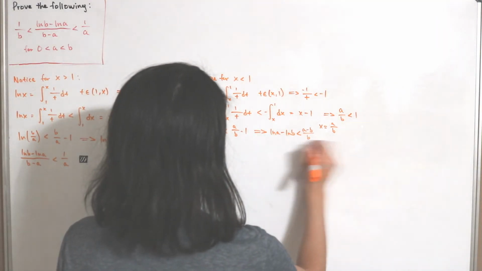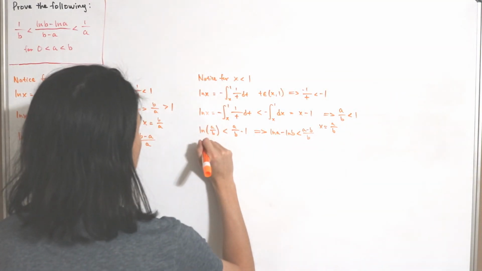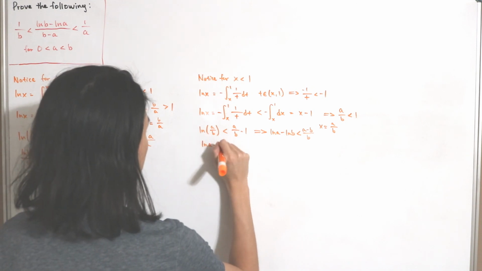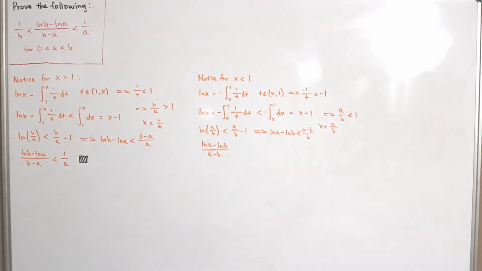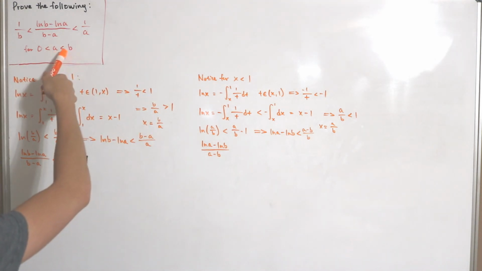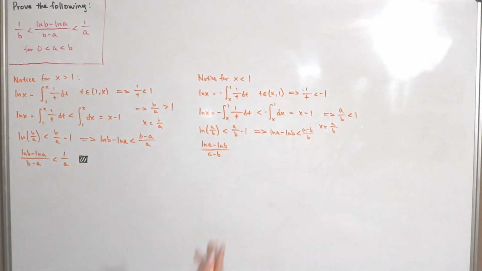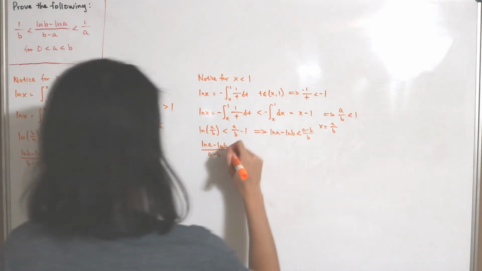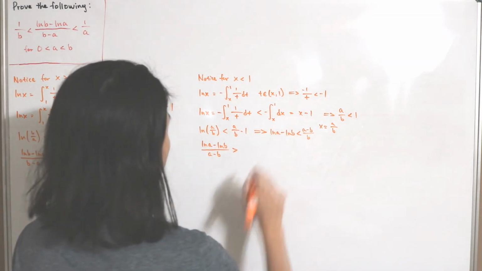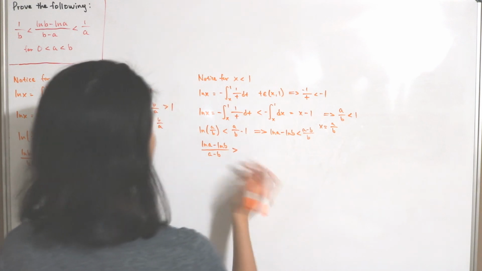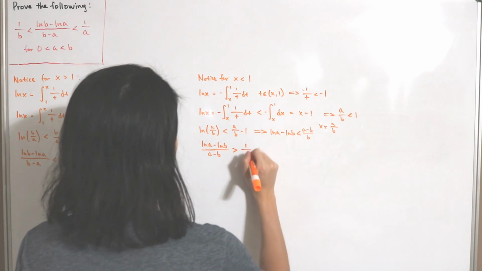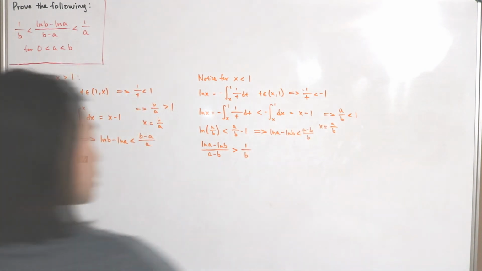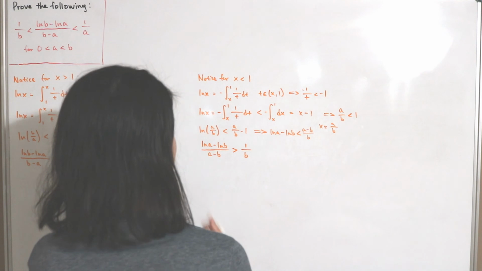Okay, and now I'll just divide everything by a minus b on both sides. So that will be the natural log of a minus the natural log of b divided by a minus b. But be careful now. Because we had that a is less than b, a minus b is a negative number. So when we're dividing by a negative number, we have to actually switch our inequality sign. Therefore, we end up with ln of a minus ln of b divided by a minus b is strictly greater than 1 divided by b. Okay? And with that, we have proved both sides.